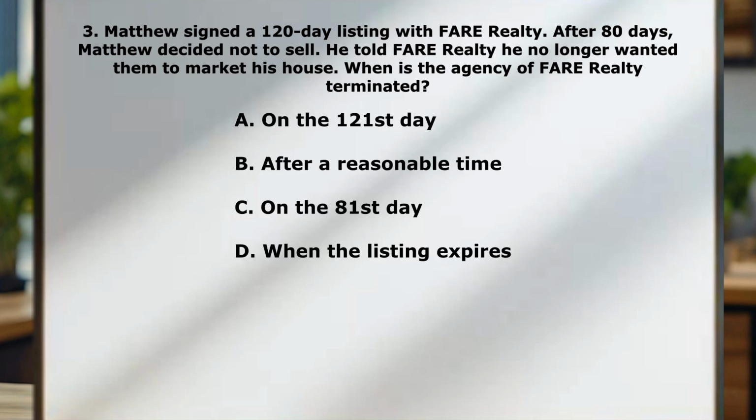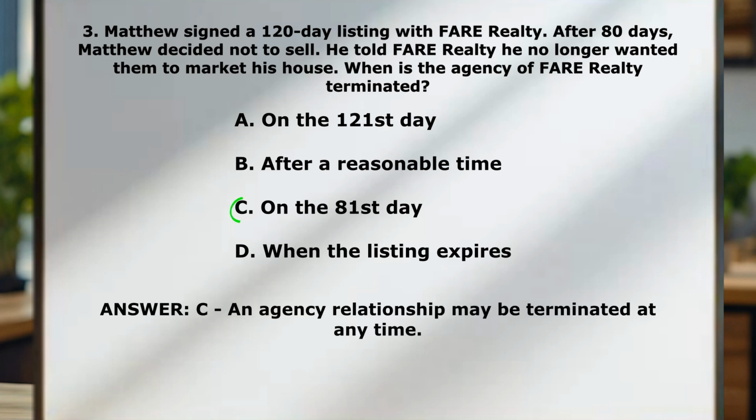A, on the 121st day. B, after a reasonable time. C, on the 81st day. D, when the listing expires. The answer is C. An agency relationship may be terminated at any time.